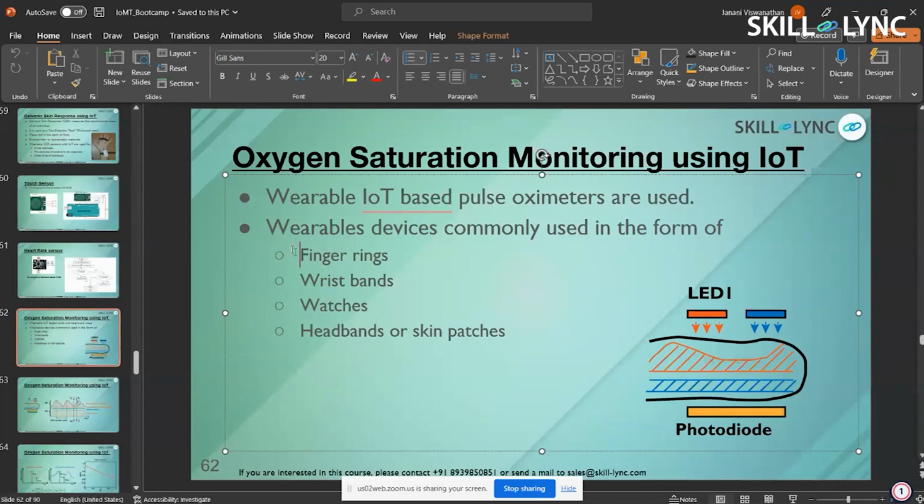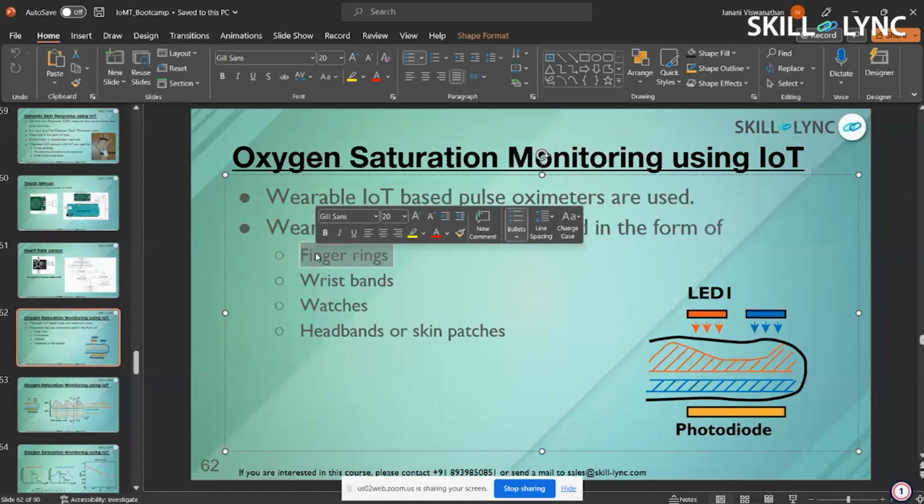Pulse oximetry uses light to work out oxygen saturation. The light is emitted from the light source, goes across the pulse oximeter probe and reaches the light detector. I'm using the MAX30100 sensor here, which is a non-invasive optical-based sensor. Probes are usually positioned on the fingertips. If it is a wearable device, you can have it in the form of finger rings, wristbands, watches, headbands, etc.